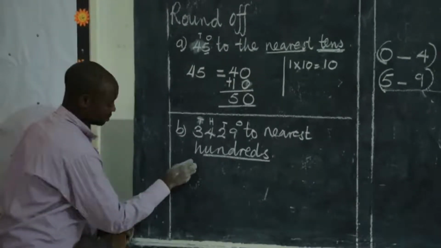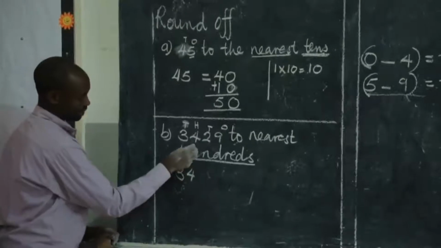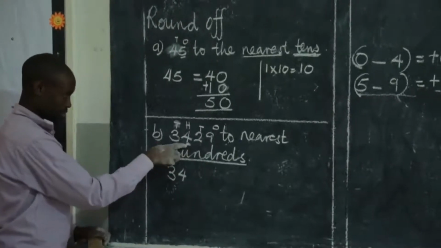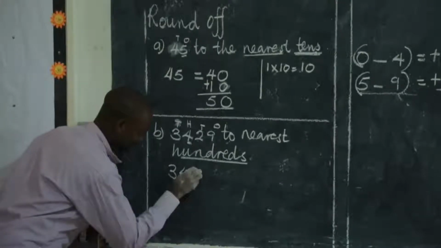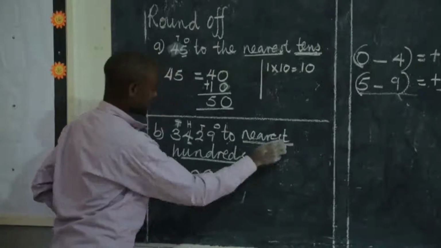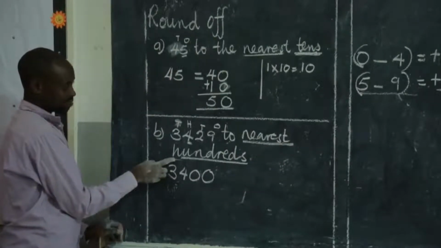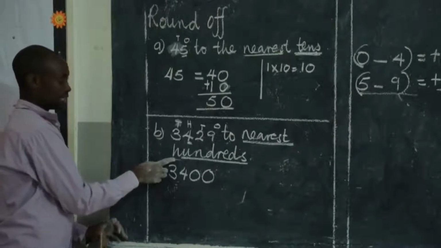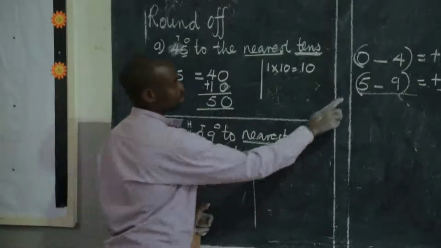So from this side we shall have 3, 4. The required place value is in 4. So the rest of the digits, you replace them with zeros. 0, 0. Okay? Then you look at the nearest digit to the required place value. Which one is the nearest digit to the place value? It is 2.